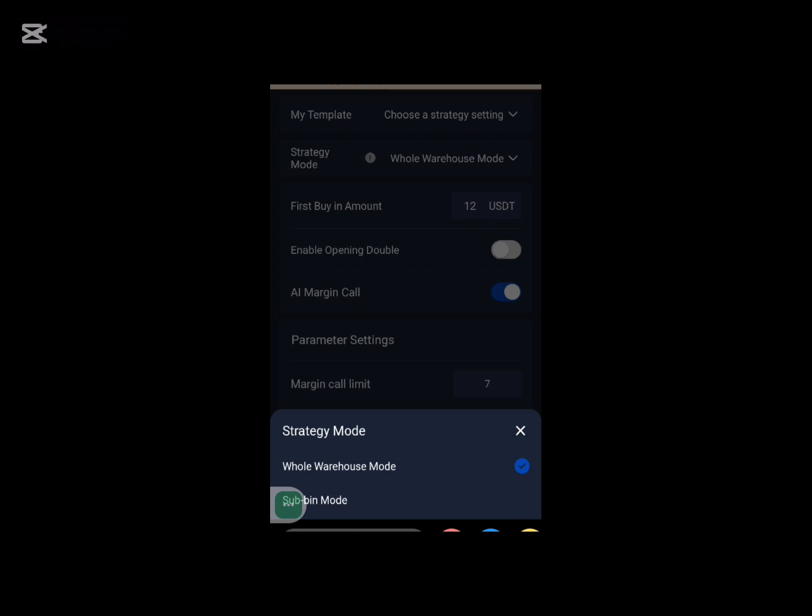What does it mean? Warehouse mode means that when you enter a trade and use warehouse mode, the coin will only sell at once. When you enter a particular trade and you apply like 6 margin call or 10 margin call, the 10 margin call will sell at once when the market reaches your average price.